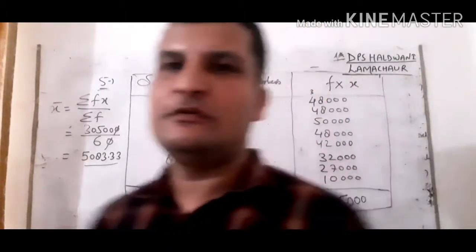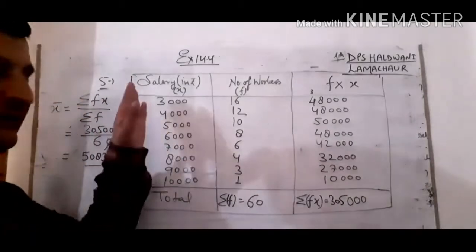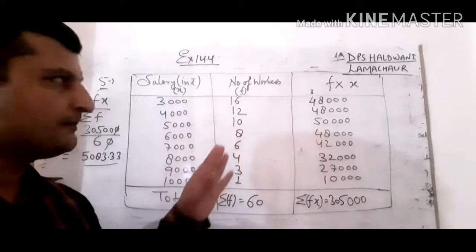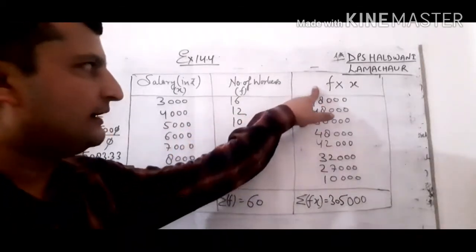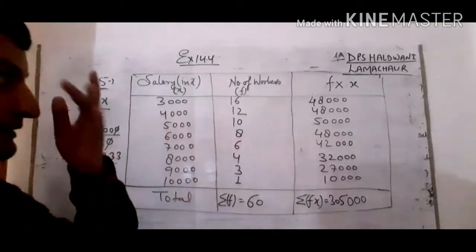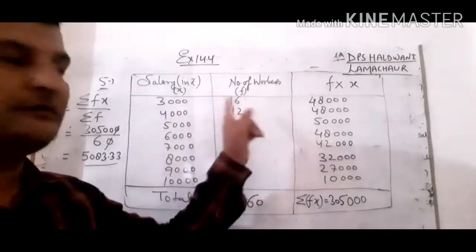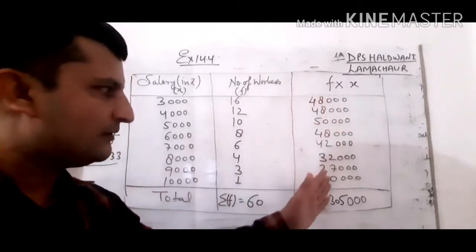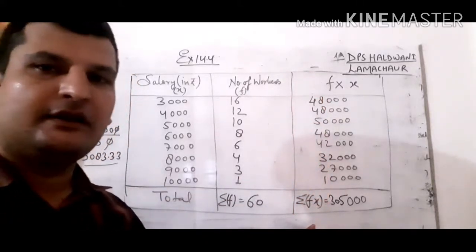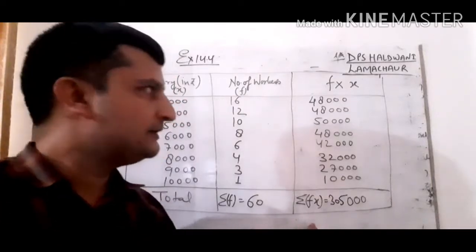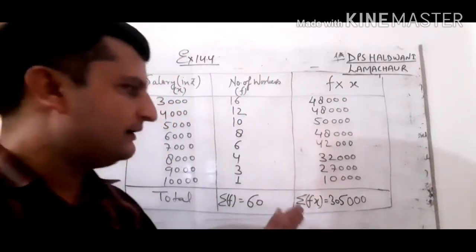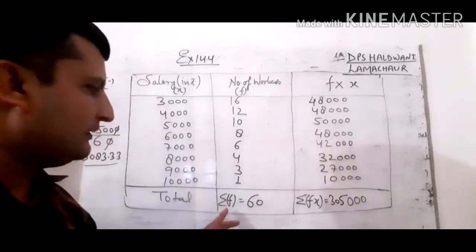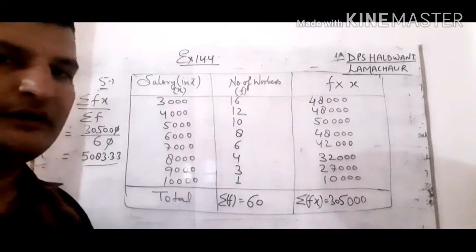Simply, what you have to do is first write all the values of x and all the values of f. It will be given in your book, and in your notebook, or on paper also. First we have to find f into x. We have to multiply it, only simply multiply it. Then we have to find the sigma of fx. Sigma means summation of fx, all the values should be added. So sigma fx we have got 305000, and sigma f we have calculated as 60.